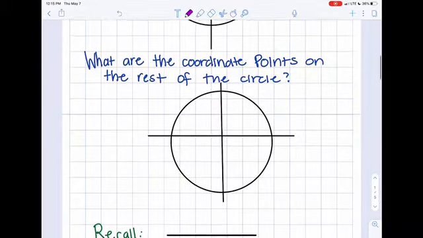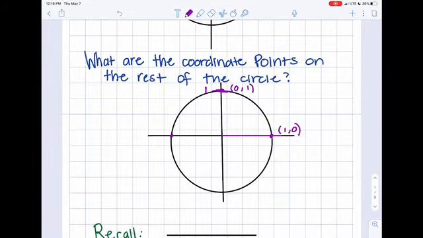So my next question would be, well, what are the coordinate points of the rest of the circle? We know this one for sure. This is (1, 0). If the radius is 1, that means that this is (0, 1), because on my number line, this is 1. Over here, on a number line, this would be -1, if my radius was just 1. And this would also be (0, -1). So I know those 4 points for sure.